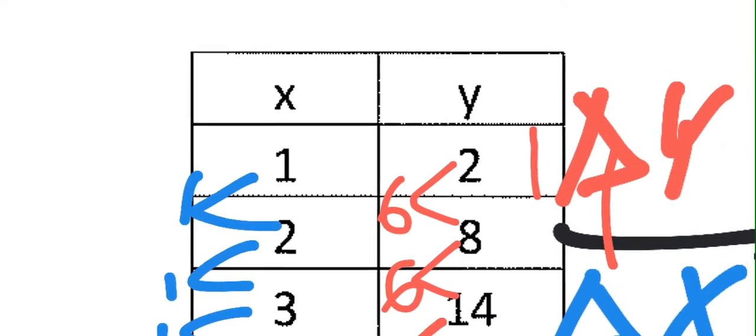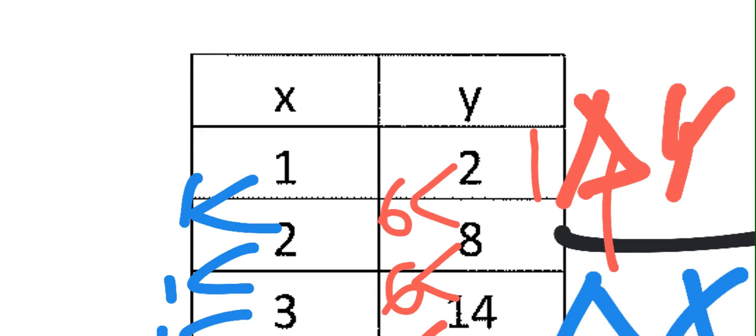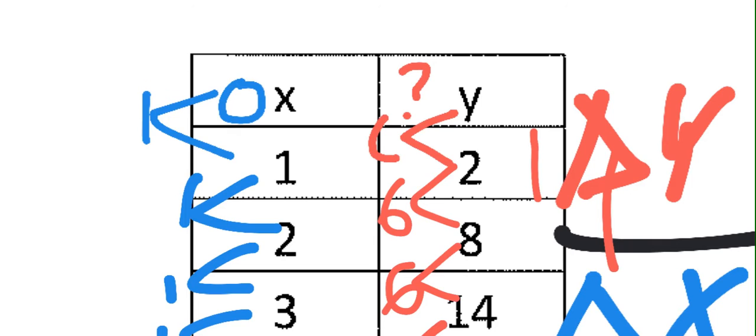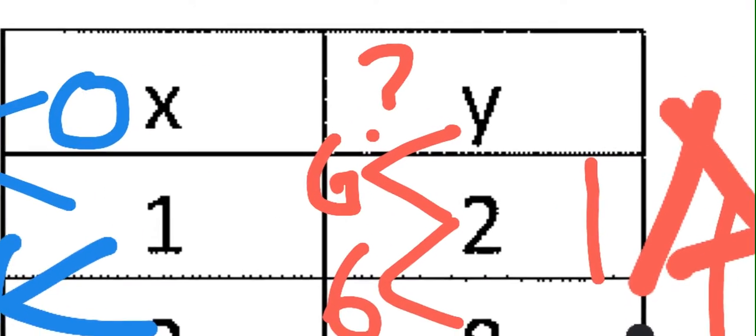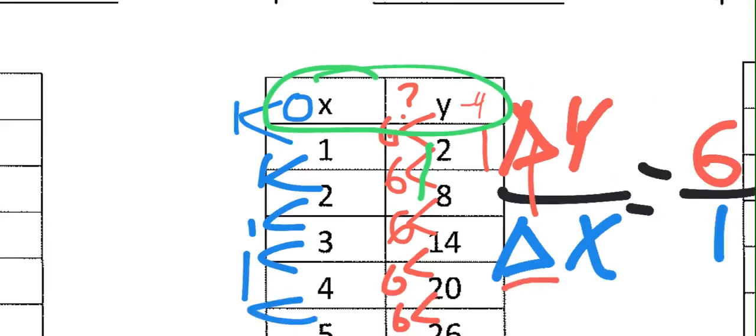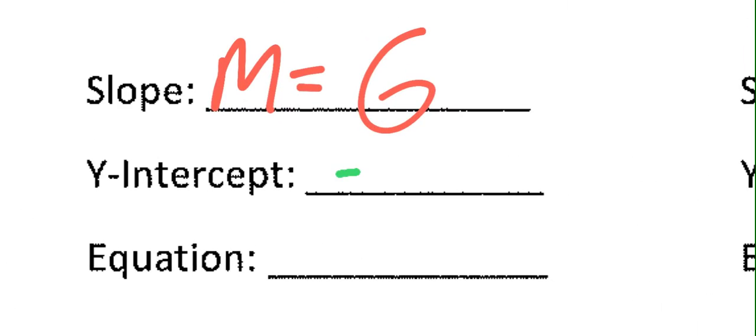So here's what I'm going to do. I'm going to go backwards right here. I need to know what y is if x was 0. So that's my question right here. I want to know what this is going to be when x is 0. Well, if I back up here by 1, I would get to 0. On the other side, well, we changed by 6 every time, didn't we? Yeah, so I've got to do 2 minus 6, which means this part right here would be negative 4. So if x was 0, y would be negative 4. So my y-intercept is going to be negative 4.